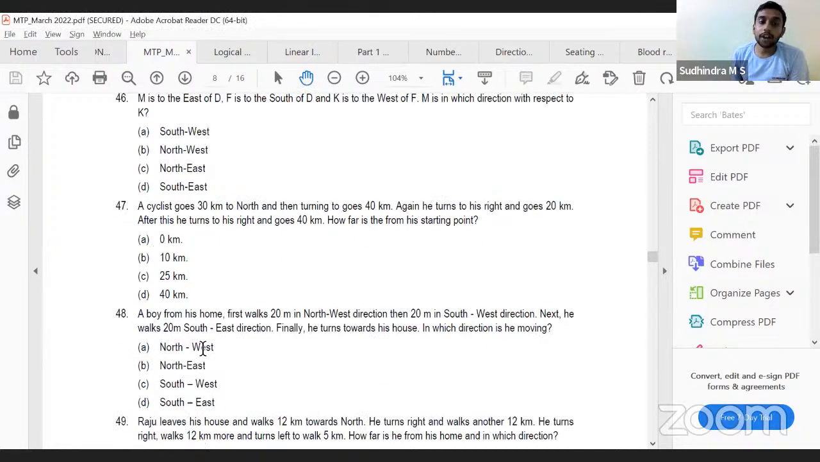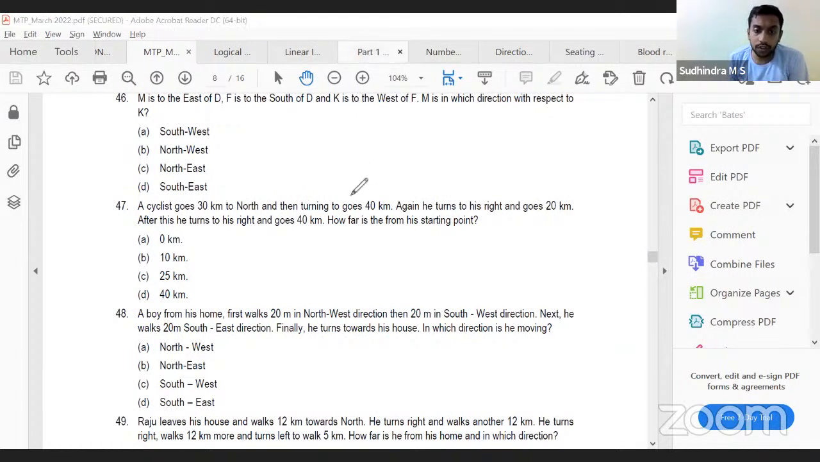Then a boy from his house first walks 20 meters in northwest direction, then 20 meters in southwest direction, then 20 meters in southeast direction. Finally, he turns towards his house. In which direction is he moving? Northeast. Okay, northeast. We'll see.